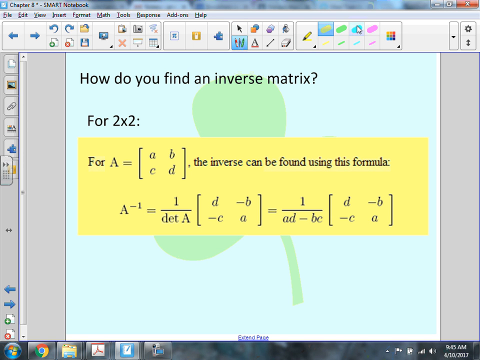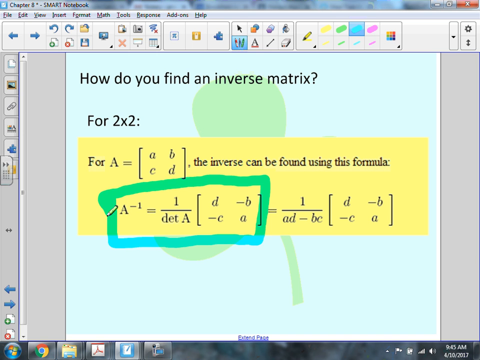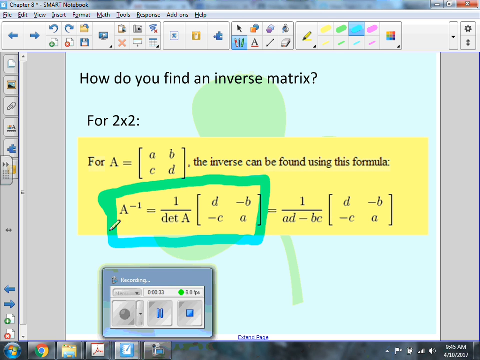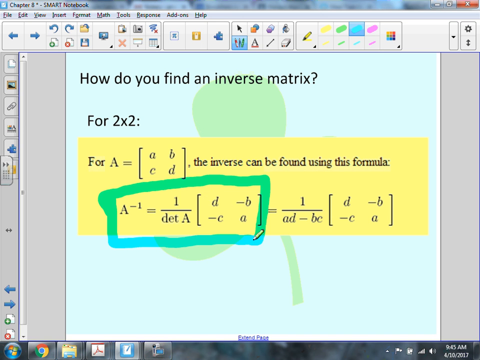This seems confusing. After a while, it's going to be as easy as adding and subtracting. It will become very second nature. And if you get to linear algebra, after you take calculus, you'll learn why this is true. But at this point, it's just one of those formulas like the quadratic formula that you just learn. So A inverse is 1 over the determinant of A, these are switched, these are negated.